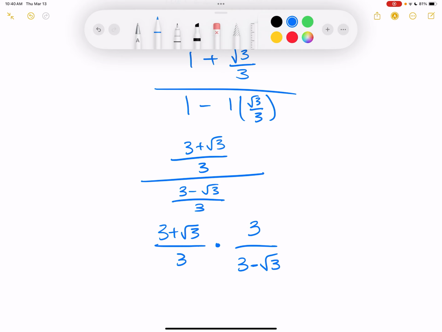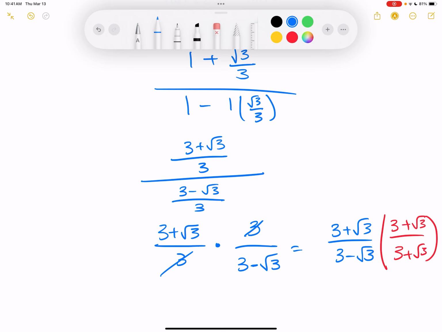All right, so now 3's cancel. I love canceling numbers, that means less work. I end up with 3 plus root 3 over 3 minus root 3. Can't have a radical on the bottom, so what do I need to do? Multiply by the conjugate. So that would be 3 plus root 3 top and bottom.